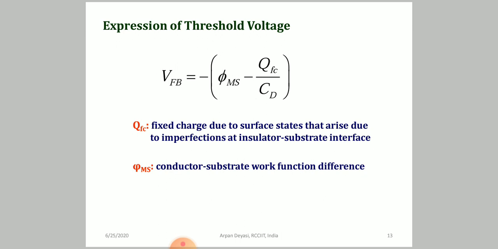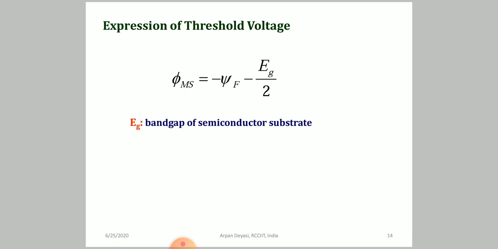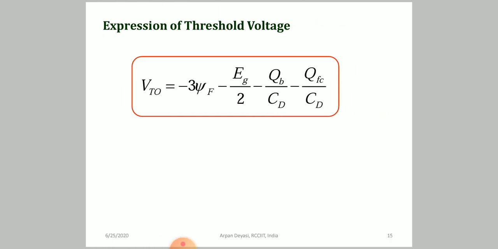But if you put that value, it will be minus QFC by CD. And so phi_ms, again the metal-semiconductor work function difference, is half of the band gap minus the Fermi potential. So all together, if you put it in, then VTO equals minus 2 psi_f minus EG by 2 minus Q by CD minus QFC by CD. The derivation is just five lines.